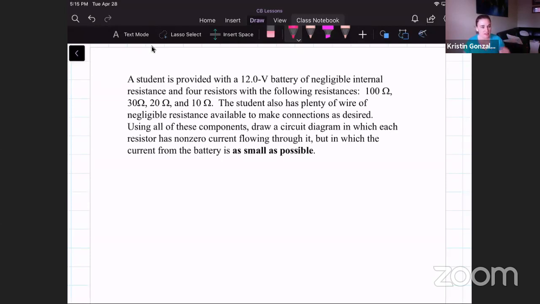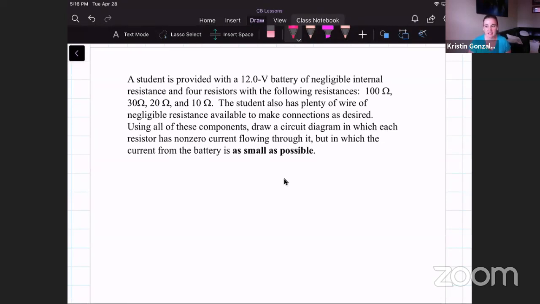They all have different resistances, 100, 30, 20, and 10 ohms, but we also have plenty of wire that also has negligible resistance. So you can connect it any way you want. How would you connect those components up to create a circuit where all of the components have some current going through them, but we have as small a current as possible coming from that battery? So you can't short anything out and have resistors that have no current. Everything has to have current going through it, but we want the smallest amount of current possible.